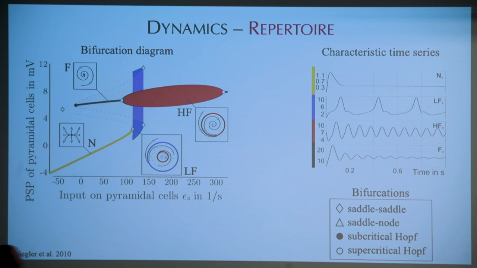Now we move mu from 150 back towards 50. So what happens? You are always on this limit cycle, the red one, until this point where suddenly this stable limit cycle is gone. It's the supercritical Hopf bifurcation here. What remains, however, is another attractor at this point, which is this stable focus.